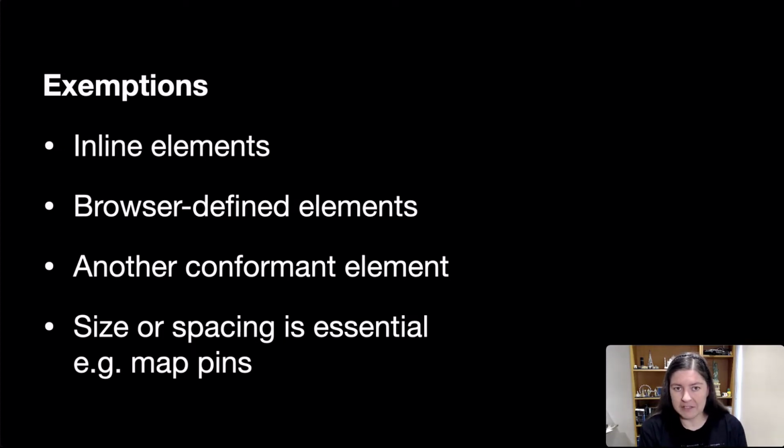An example of that is map pins. So map pins have to correspond to a particular location on a map, and that location may cause multiple pins to be very close to or to overlap with each other, meaning that they would technically fail this target size criterion. But map pins that don't correspond to their location on a map is worse. So they're allowed to have an exemption.